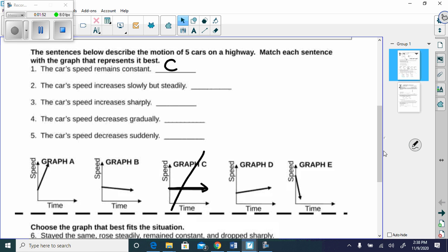Okay, then we have that the car's speed increases slowly but steadily. So it's not going super fast, but it is increasing. So which one would that be? Very good. Just slightly going up, right? Okay. Number 3 says the car's speed increases sharply. Which one would that be, Elijah? Is your name Elijah? Which one would that be? Very good.